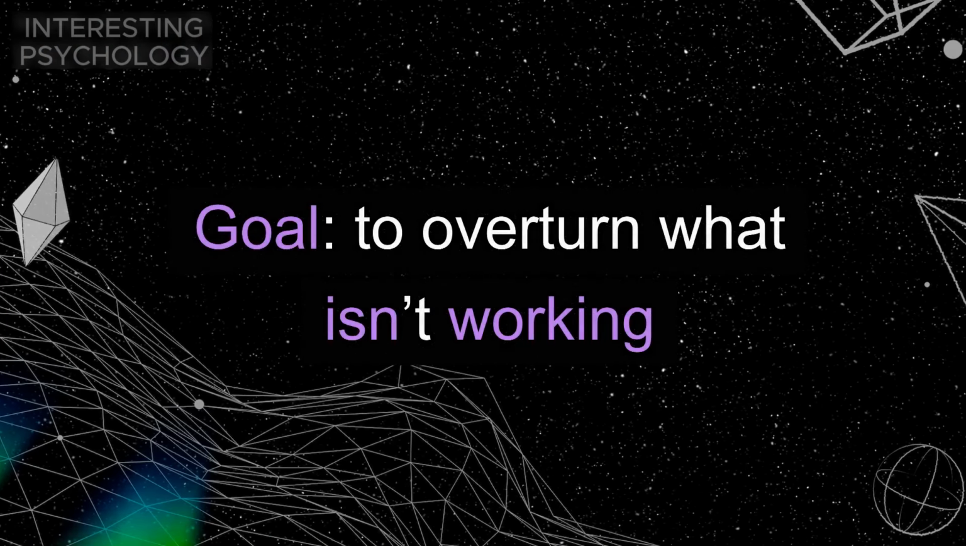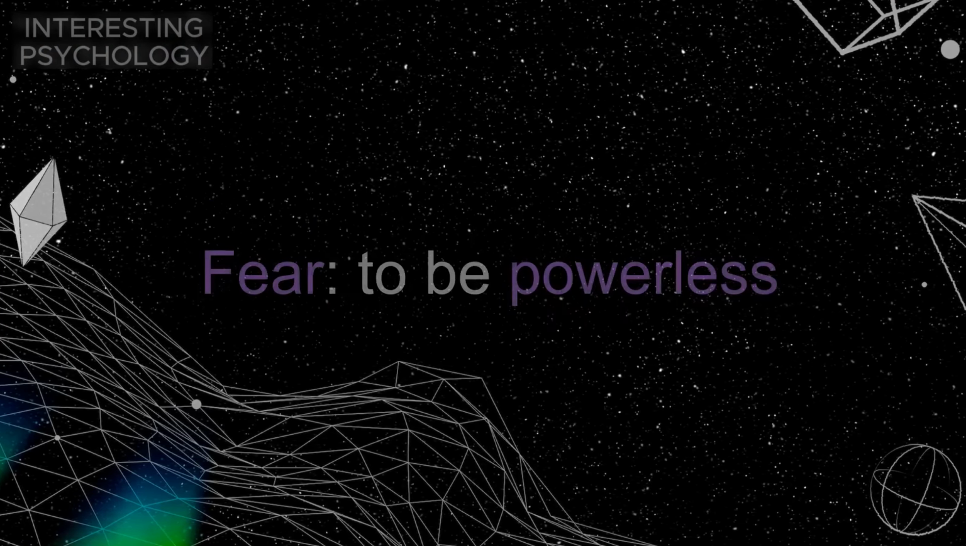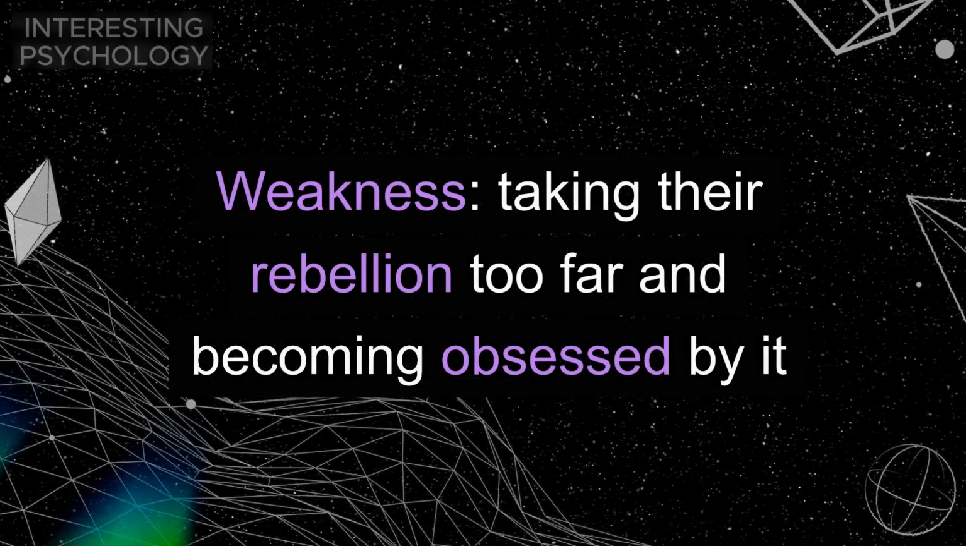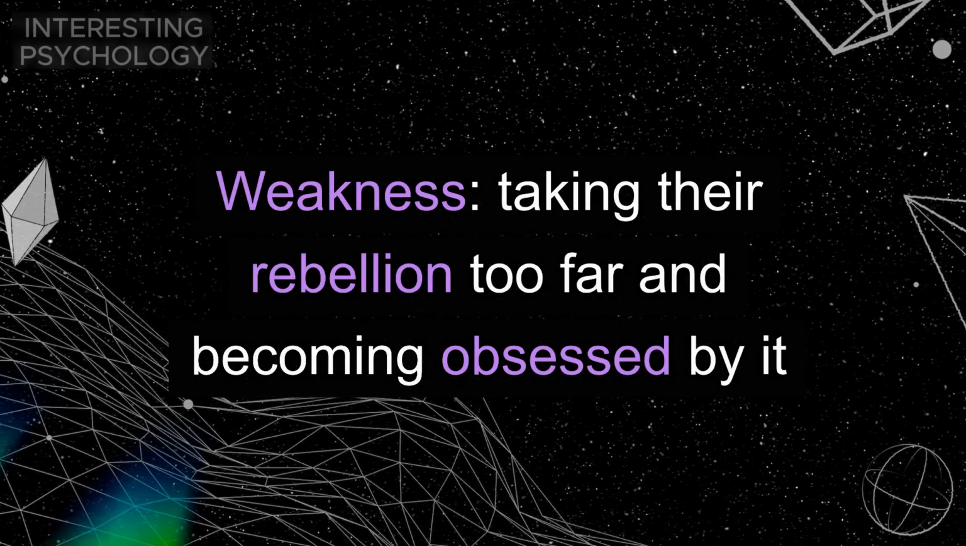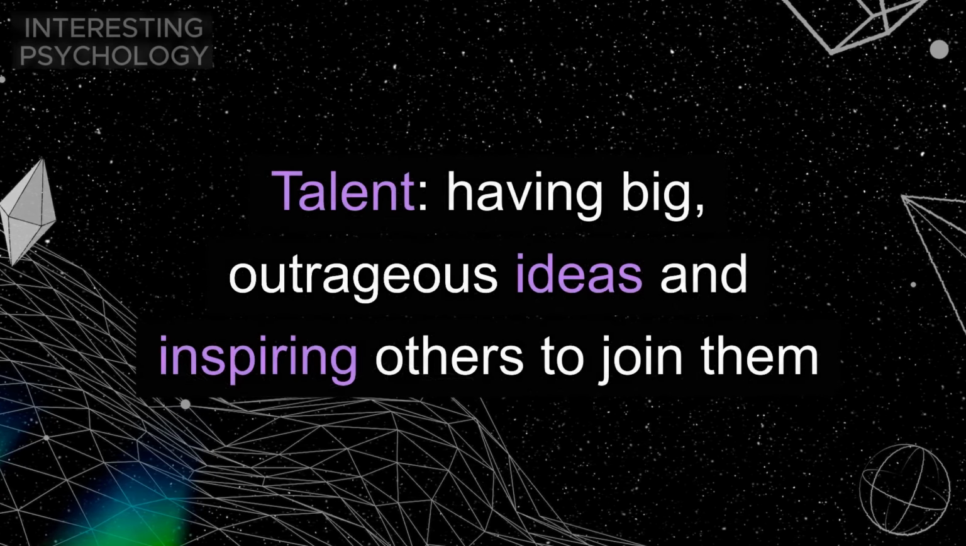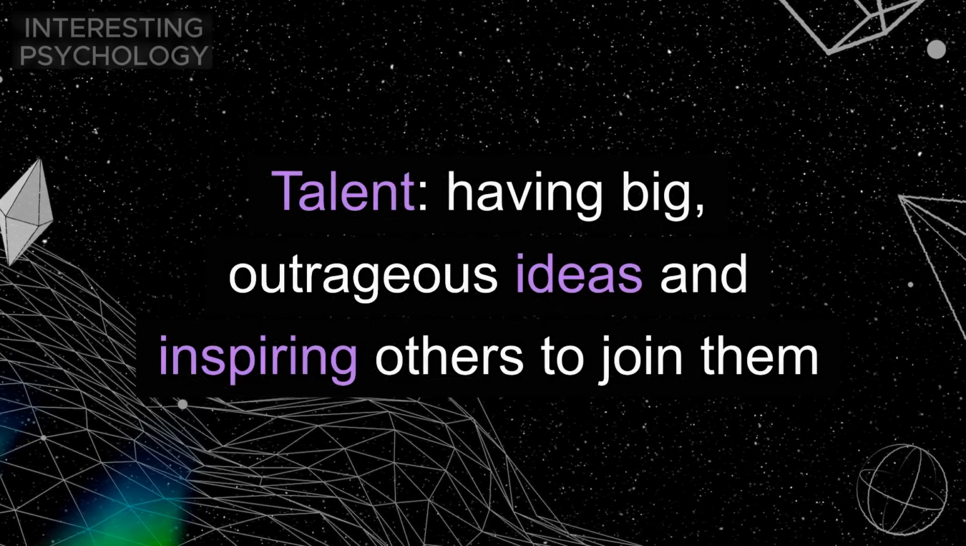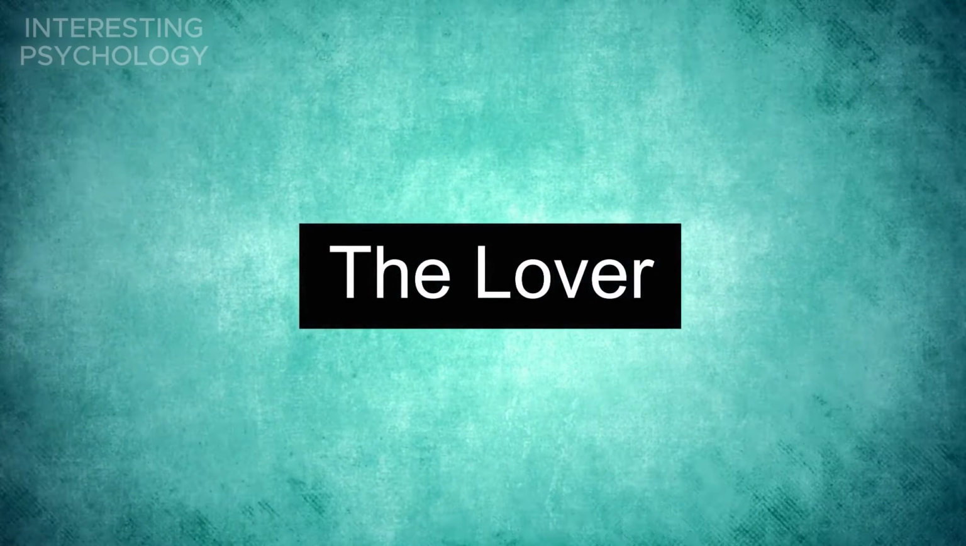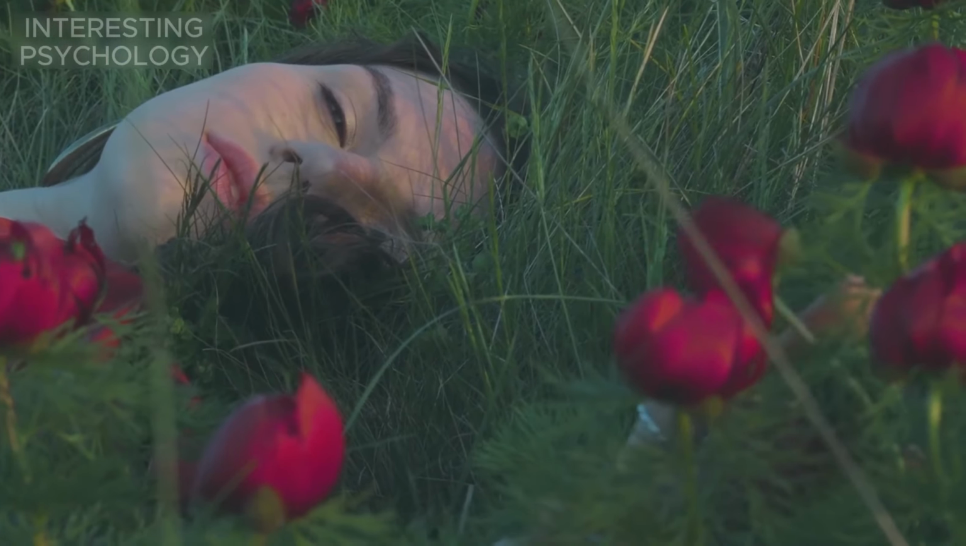Goal, to overturn what isn't working. Fear, to be powerless. Weakness, taking their rebellion too far and becoming obsessed by it. Talent, having big, outrageous ideas and inspiring others to join them. Number 7, the lover. The lover seeks harmony in everything they do.